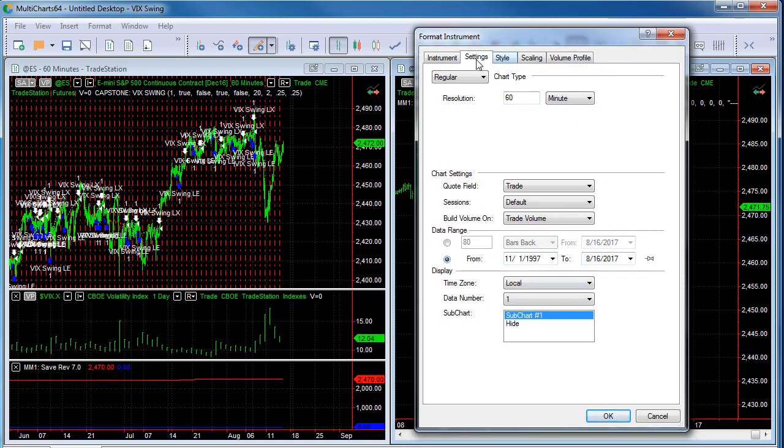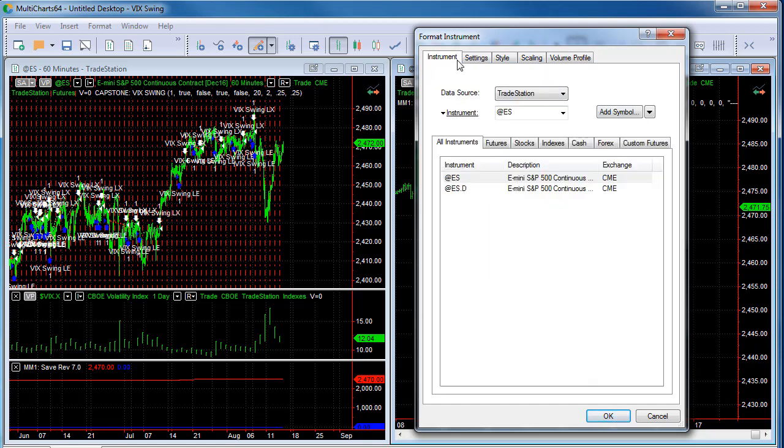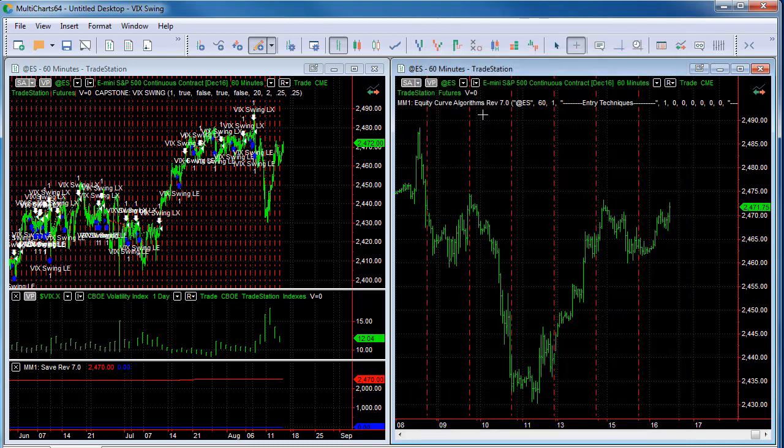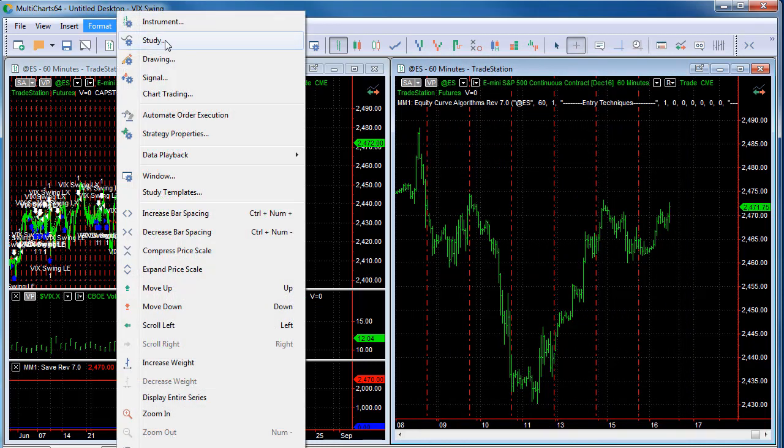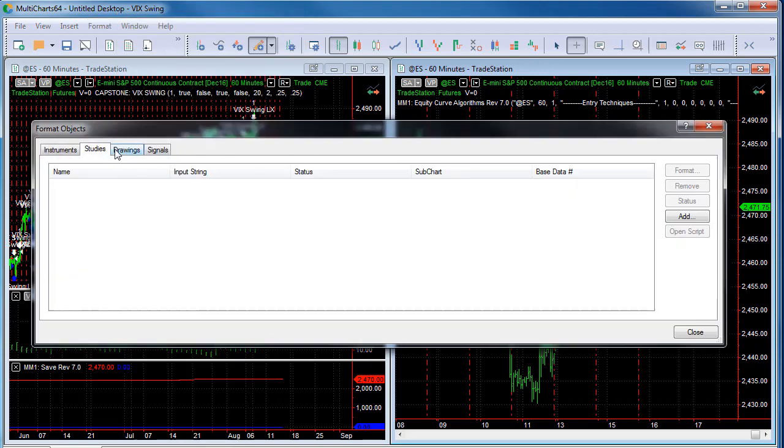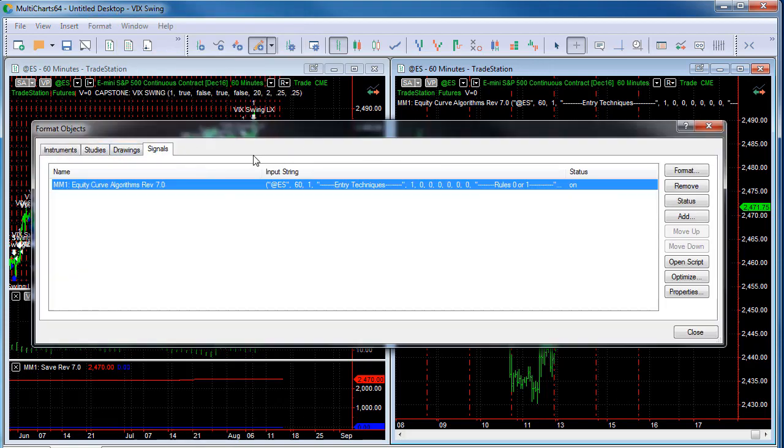So you see the time frames here. Here's the instrument. And so we're using TradeStation data. You may have another data feed. You can use any data feed that has 24-hour E-mini S&P data. And so that is the instrument setup. So we're going to format the study. There are no studies in this. We do have a signal.